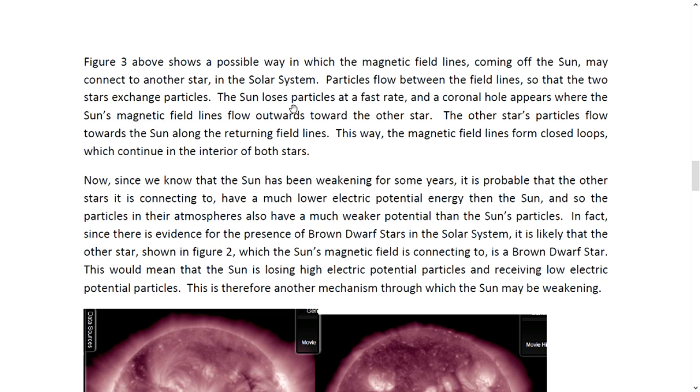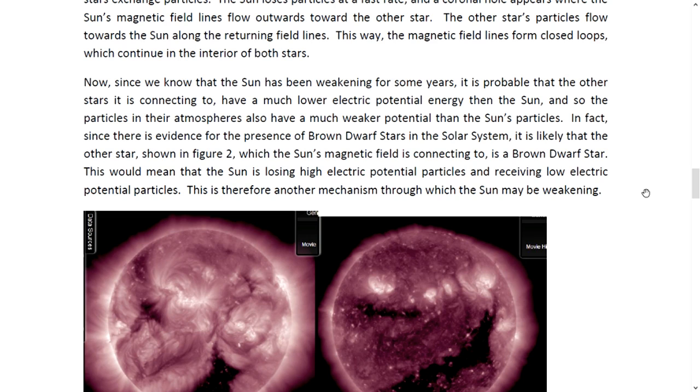It states that the sun loses particles at a fast rate, and a coronal hole appears where the sun's magnetic field lines flow outward toward the other star. So basically, again, ladies and gentlemen, the sun has made this portal connection with the brown dwarf. We feel that the brown dwarf has situated itself below the sun.